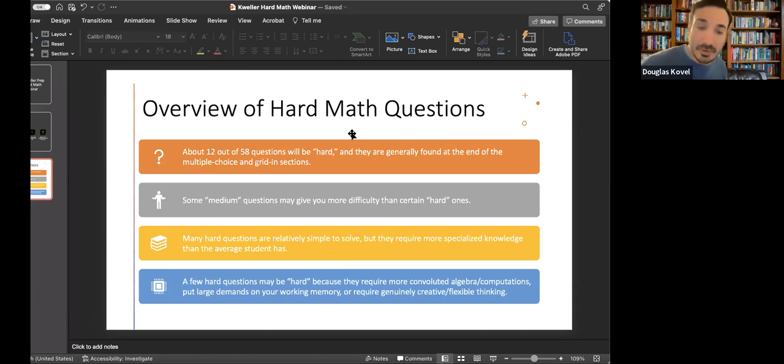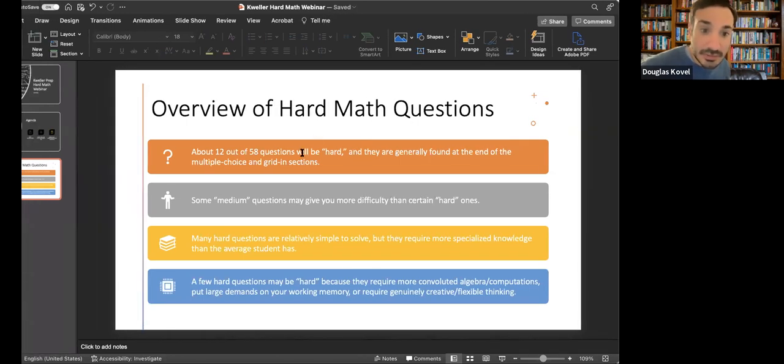However, the difficulty level, as you know, is going to vary by test, and not all hard questions are necessarily created equal. So just a few things I wanted to highlight before we move on to the test. One is that some medium questions might actually give you more difficulty than certain hard ones. And by medium and hard, I mean what the College Board actually rates each question as: easy, medium, or hard. But I wouldn't necessarily take those ratings too literally.